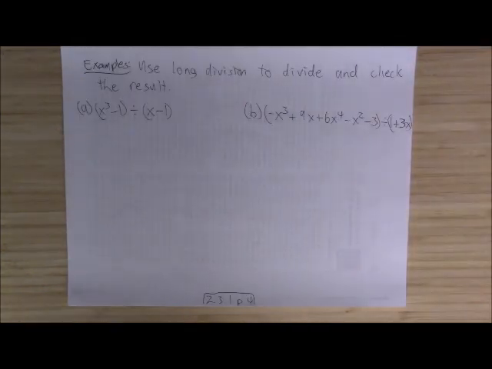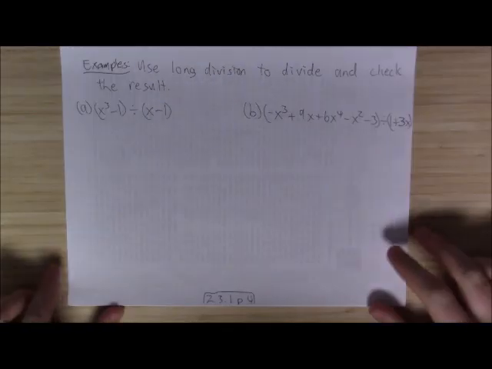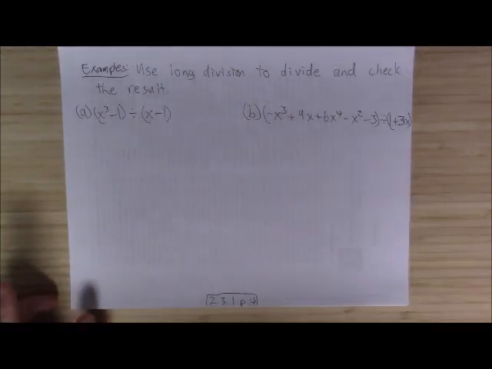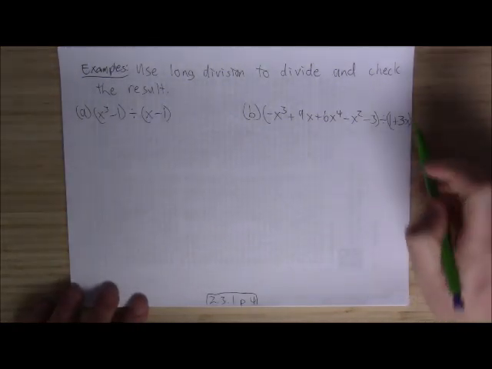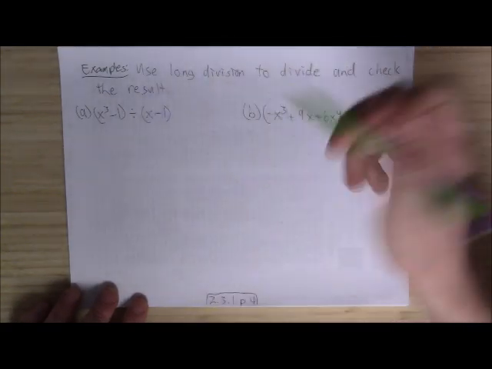An interesting question to ask yourself is, what if r of x actually is 0? Well, we'll see that happen in a minute through these examples. So let's go ahead and look at this example first.